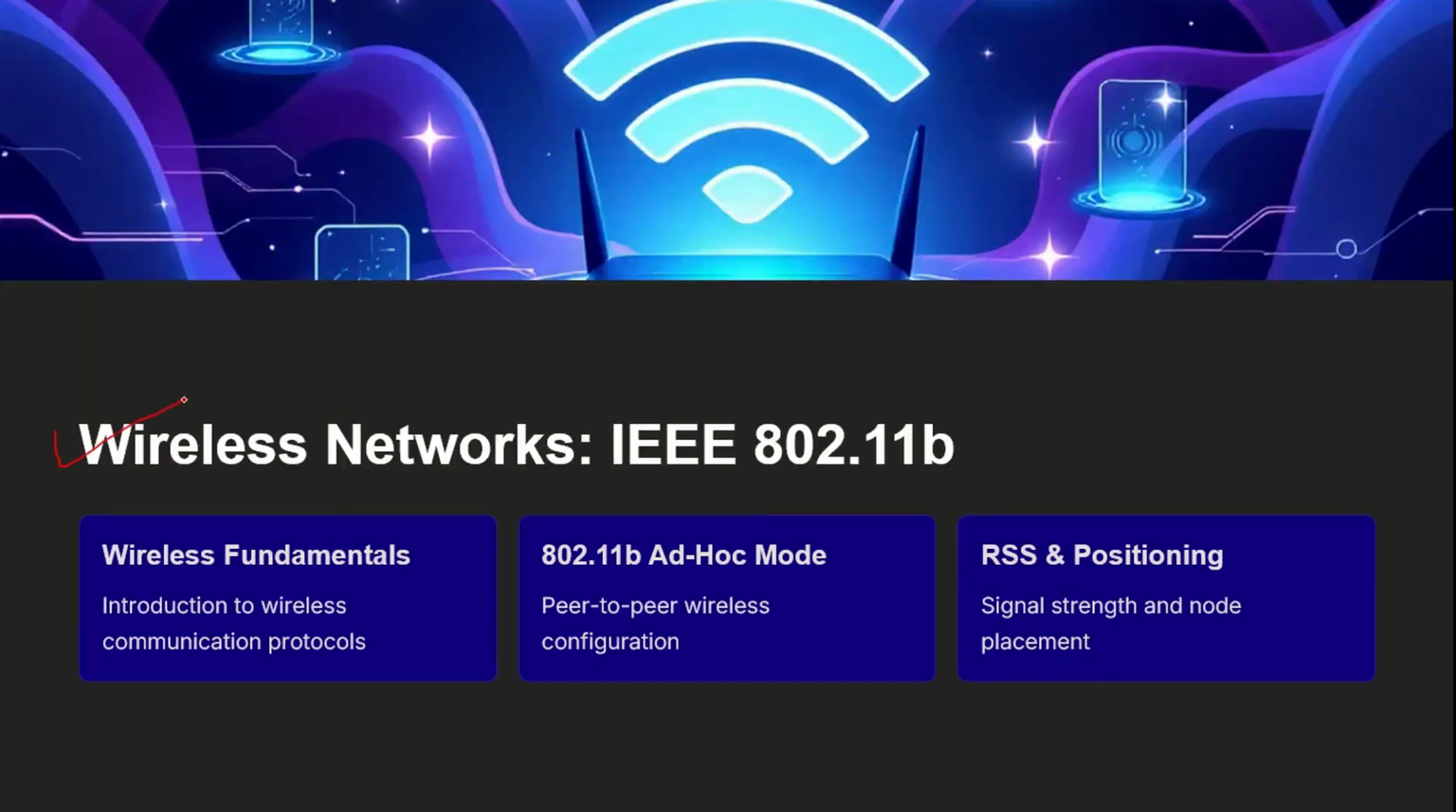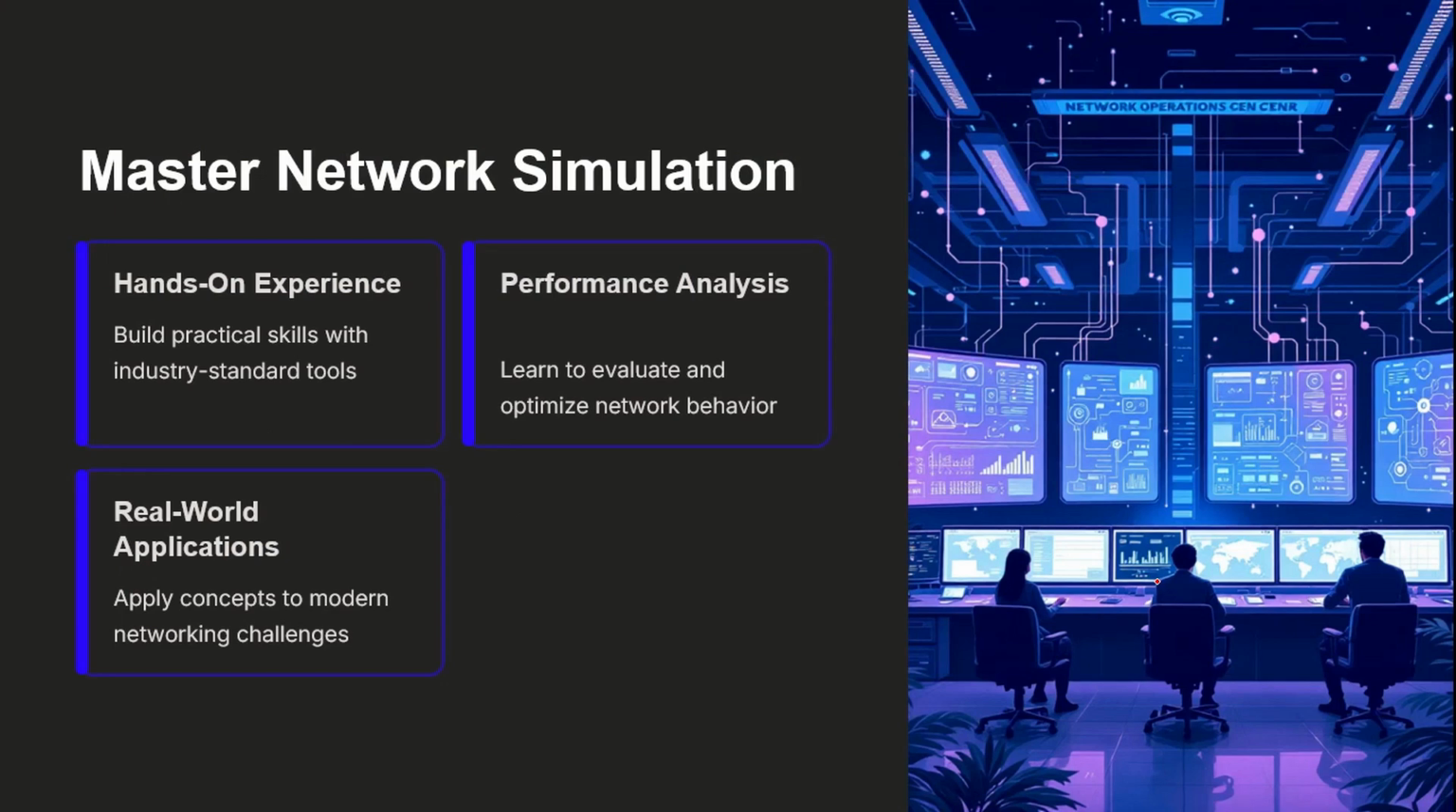On last session, we are going to learn about wireless networks, how to simulate this IEEE 802.11b, the basic fundamentals on wireless concepts, how to implement 802.11b ad hoc mode technique, and lastly, how to increase the receiver signal strength and also positioning of wireless nodes in a layout using grid positioning libraries. So this is the complete roadmap of my course.